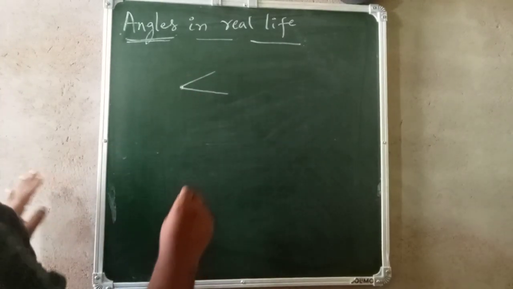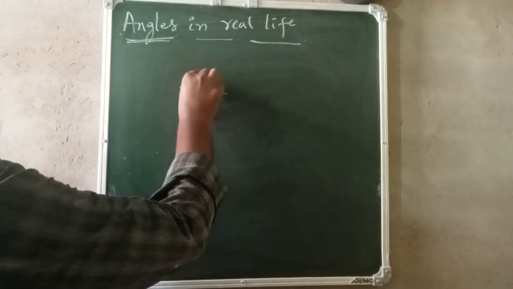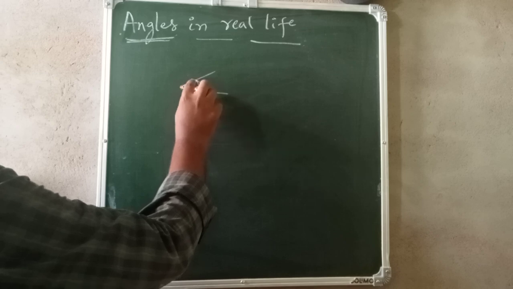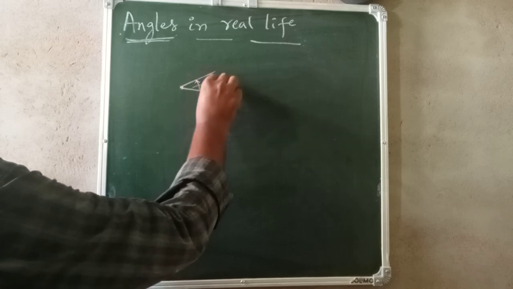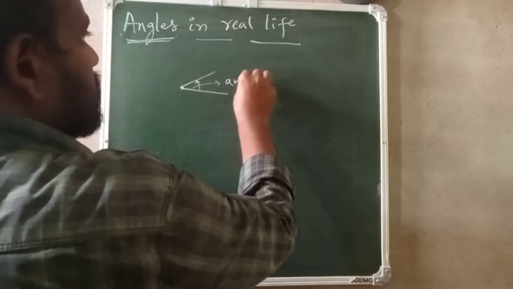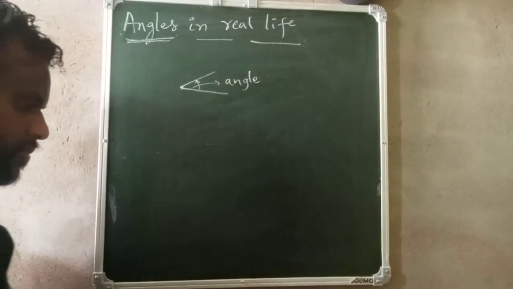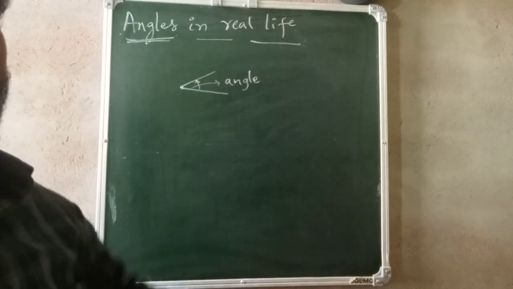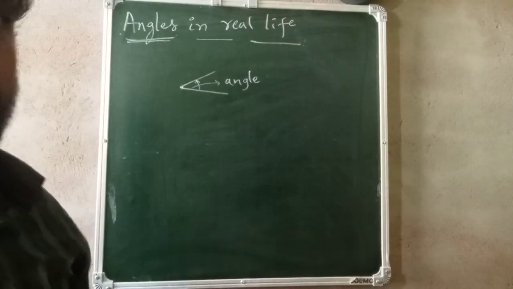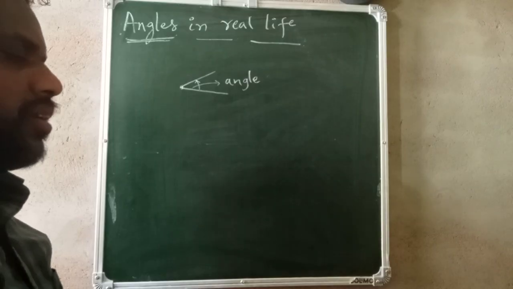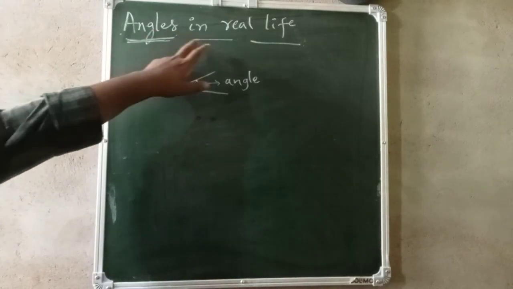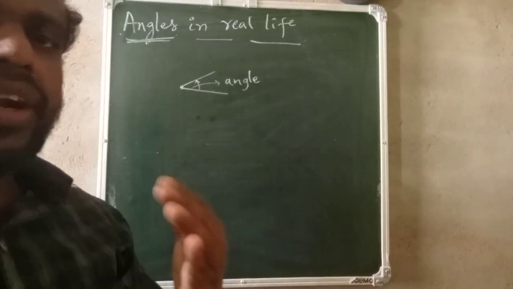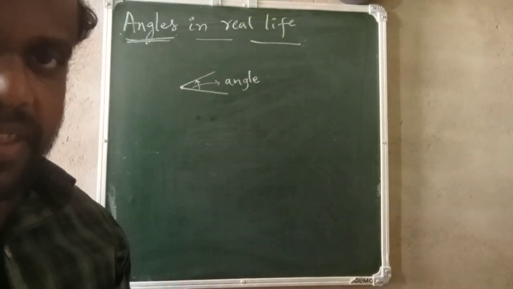Okay, now this is the angle. Okay, so the space formed, this one, this is angle. So this is what we call as angle in math. The topic is angles in real life. In real life, where and all we can see angles.